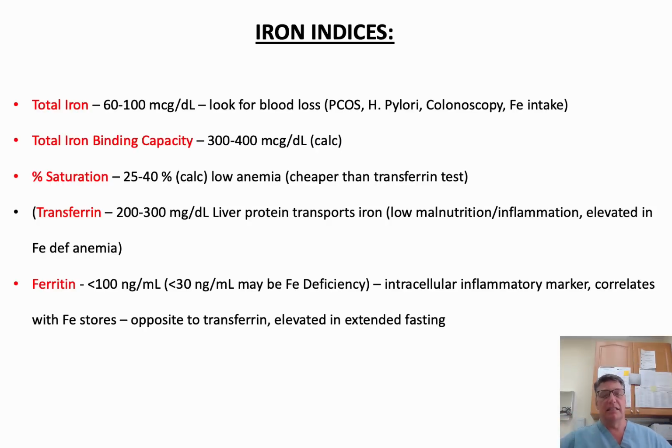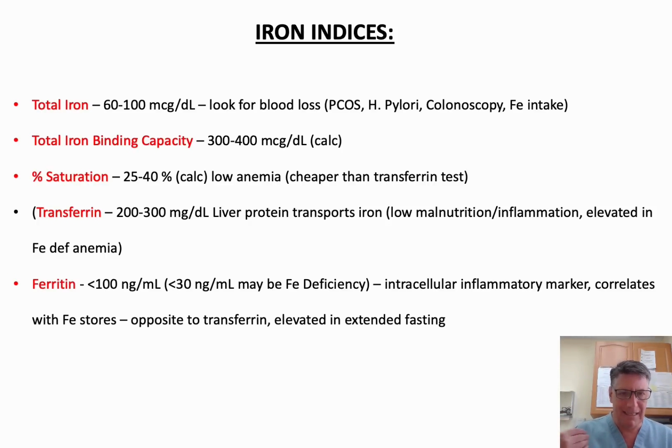Now, the iron indices are important to look at because iron is crucial. Iron flux is very, very important to health, particularly brain health and hemoglobin. So I like my total iron to be between 60 and 100. High or low is a concern. And if it's low, we look for sources of blood loss, PCOS, H. pylori, so they may need a colonoscopy. And also we look at iron intake. So we look at loss as well as iron deficiency.